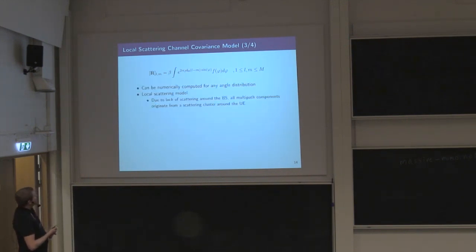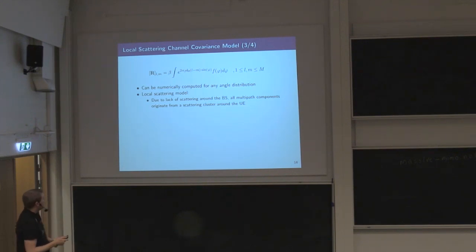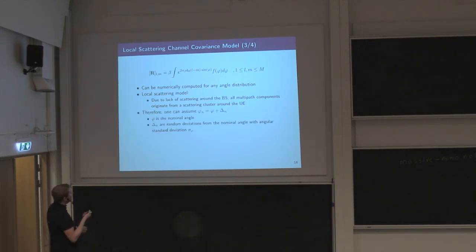And what is called the local scattering model here is not this general model, but actually when we assume that there is a lack of scattering around the base station. So all the multipath components are coming in from a small angular direction to me as a base station from the user. However, there is a lot of scattering around the user. So if this was the nominal angle between the user and the base station, all the multipath components from the nth path will be equal to the nominal angle plus some random deviation around it.